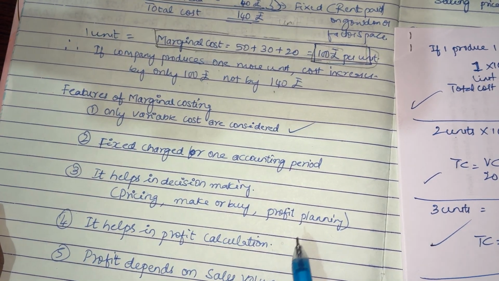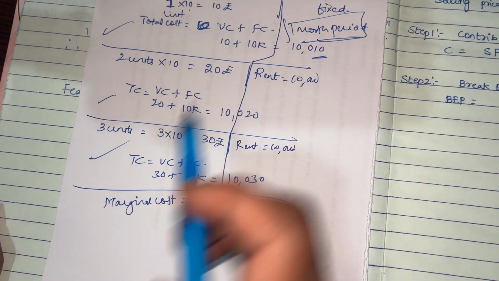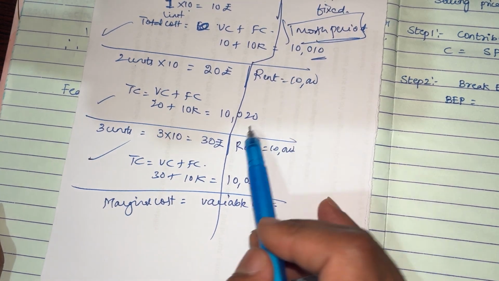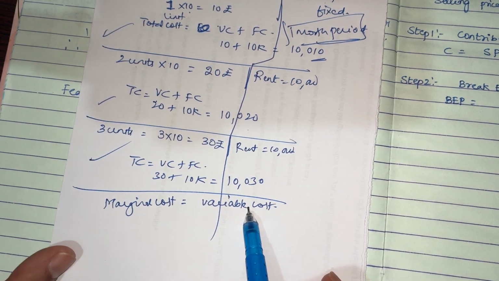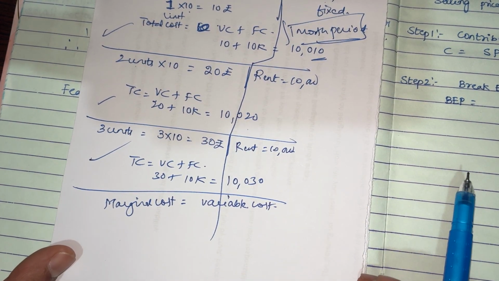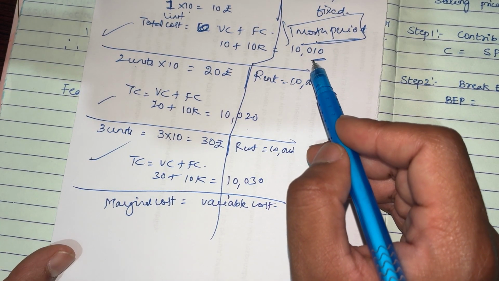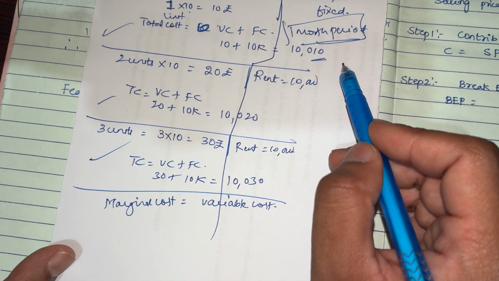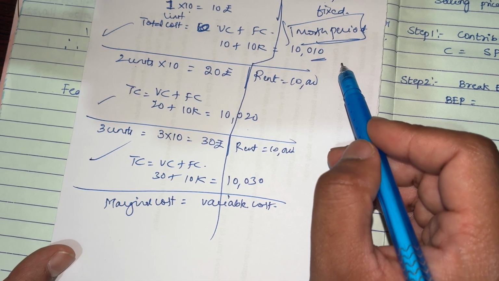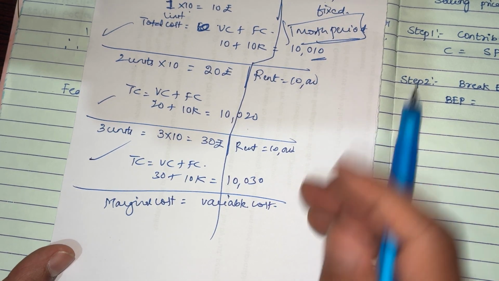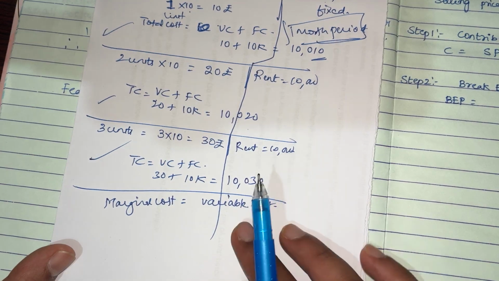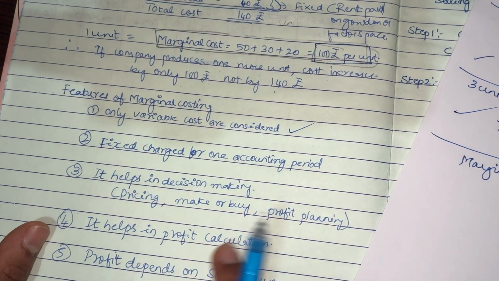Then profit planning. If the total cost, say, comes to 1010 rupees, then what should be my selling price of the product? My selling price should be somewhere around 1030 to 1050 rupees. So my selling price should also include the profit, and in order to calculate the profits, I need the help of marginal costing.